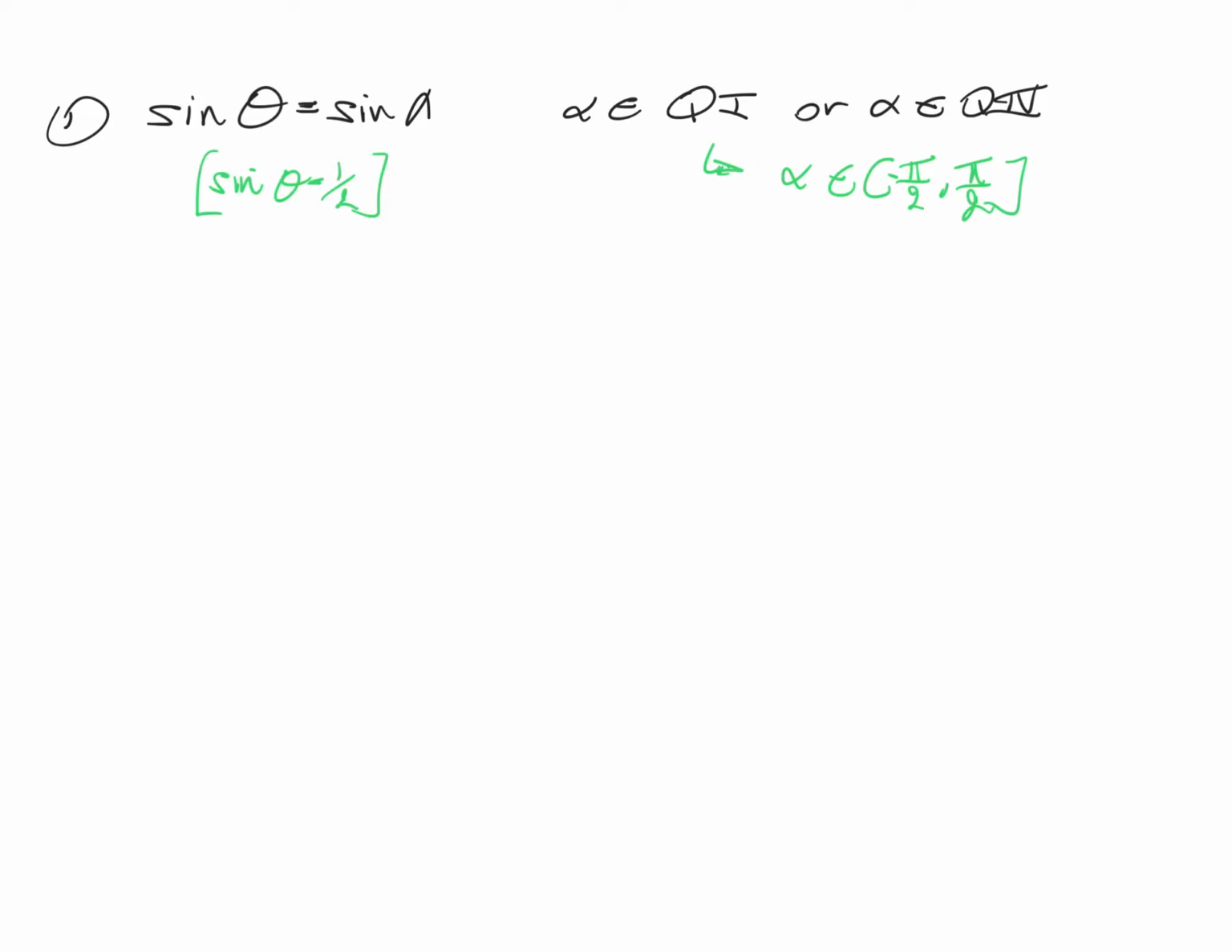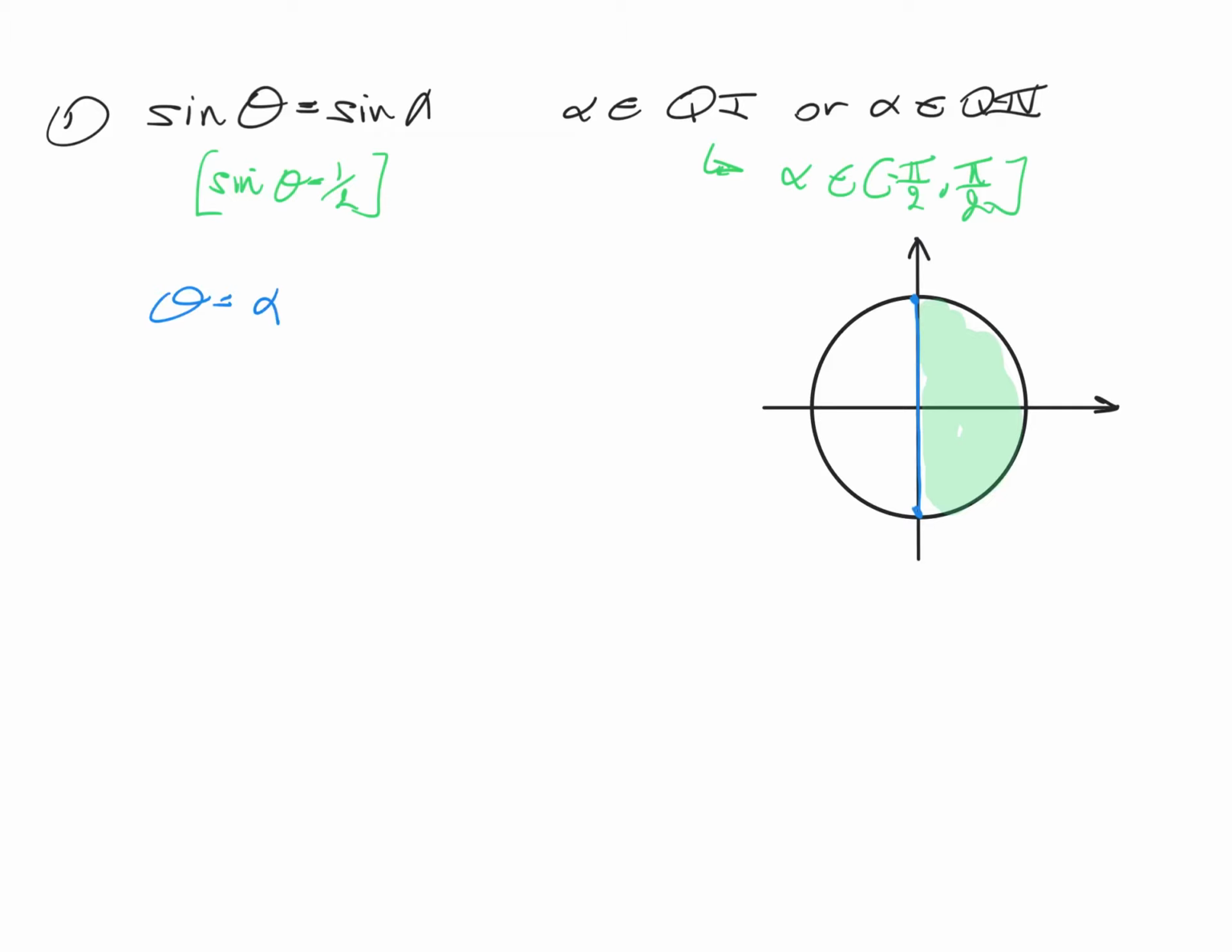Why? Because in the case of alpha in quadrant 1 or 4, this covers all the possible sine values. As you can see on the circle, if alpha goes from minus pi over 2, where the sine is minus 1, up to pi over 2, where the sine is 1, we have covered every single outcome for sine alpha. So within quadrants 1 and 4, there is a single solution for the equation, namely theta is equal to alpha. Furthermore, because of the formula that sine of pi minus alpha is equal to sine alpha, another solution is pi minus alpha.